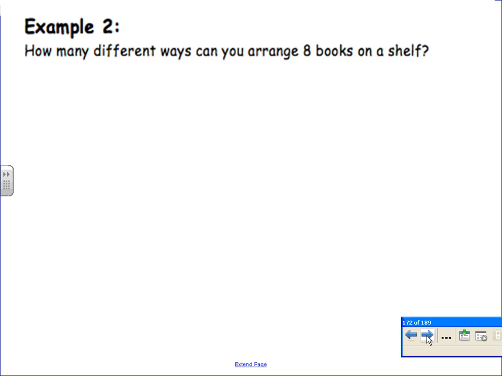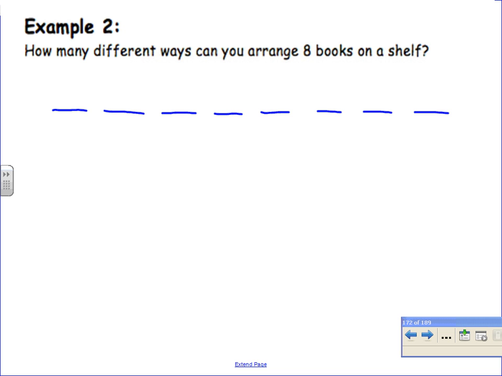Okay. All right, so example 2 on page 22. It asks us, how many different ways can you arrange 8 books on a shelf? So of course we're going to use factorial, but let me show you the meaning behind this. 1, 2, 3, 4, 5, 6, 7, 8. So yes, we're going to use factorial. Here's why it works this way.